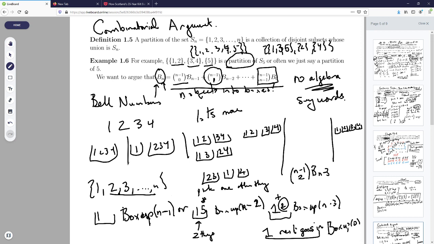So as it turns out, that is the same as this formula here, right? We pick nothing to go into the box with 1, we box up everything else. We pick one thing to go into the box with 1, and then we box up the rest. We pick 2 things to go into the box with 1, and then we box up the rest of the stuff. That would be b n minus 3, all the way down until we pick everything to go into the box, and nothing is left. And so that's the proof. That's a combinatorial argument.